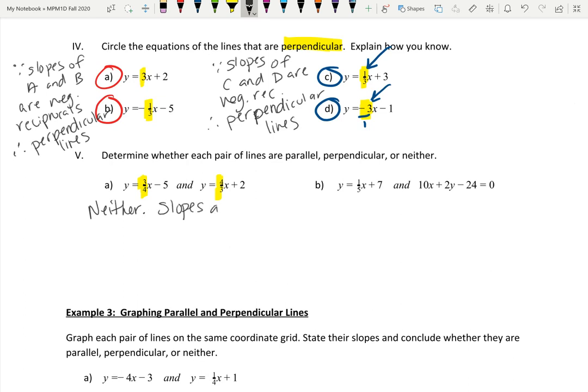Slopes are not the same, nor negative reciprocals of each other.